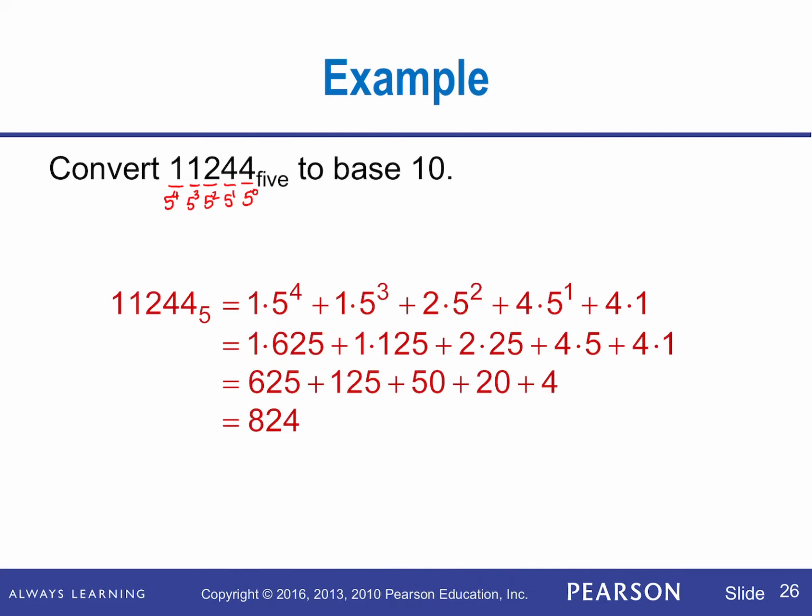Okay, so that's what I've written out. I need to add all of that together. I've done the math for you here, right? So I've taken 5 to each of the appropriate powers, and then I multiplied and added together. So this is equal to 824 in our usual base 10 system.